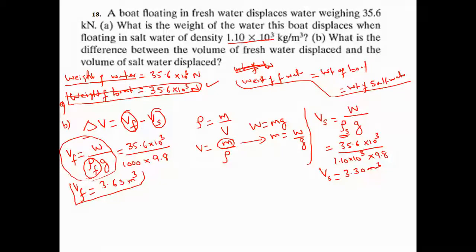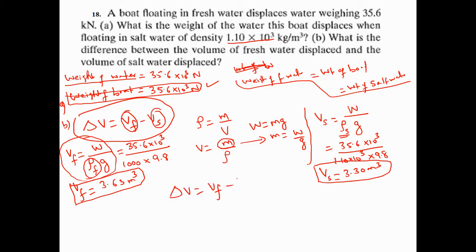Yes, you are right. So you have both answers, the volume of the fresh water and the volume of the salt water. Now I'm going to substitute these values in this formula. What is our formula? Delta V is equal to the volume of the fresh water minus the volume of the salt water, which is equal to 3.63 minus 3.30, which is equal to 0.33 meter cube. Am I right? This is the answer for the second question.